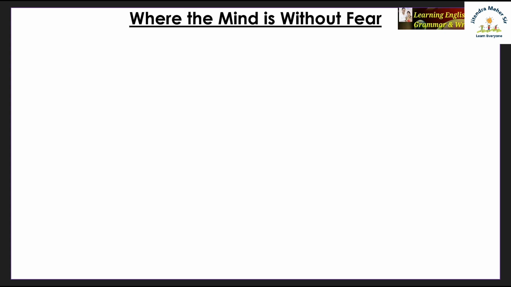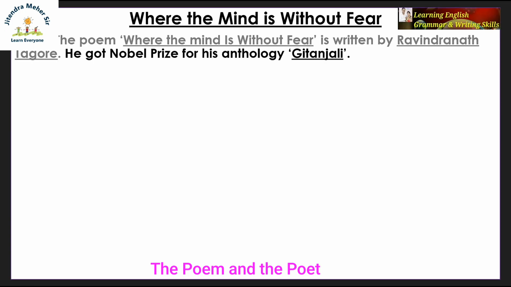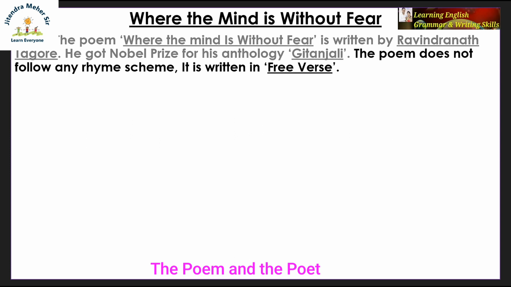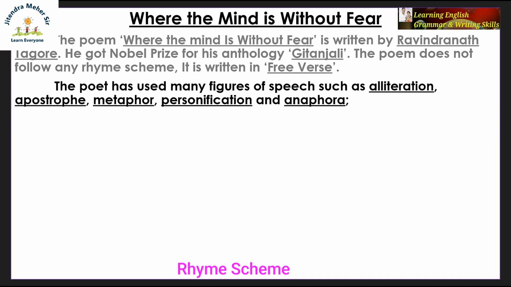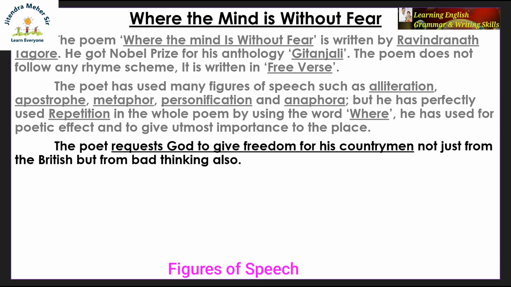So first poem is Where the Mind is Without Fear. The poem Where the Mind is Without Fear is written by Rabindranath Tagore. He got Nobel Prize for his anthology Gitanjali. The poem does not follow any rhyme scheme. It is written in free verse. The poet has used many figures of speech such as alliteration, apostrophe, metaphor, personification, and anaphora. But he has perfectly used repetition in the whole poem by using the word where. He has used it for poetic effect and to give utmost importance to the place.